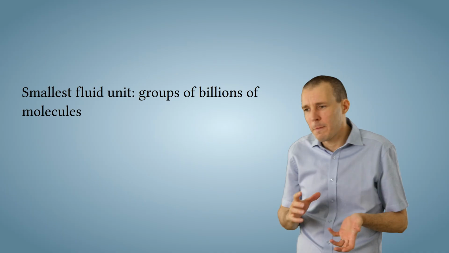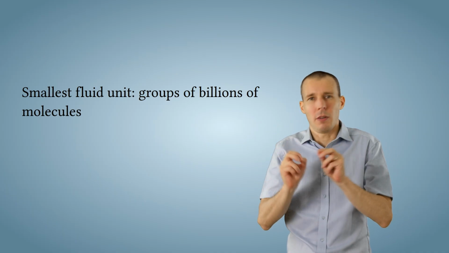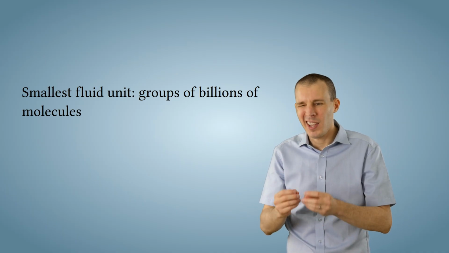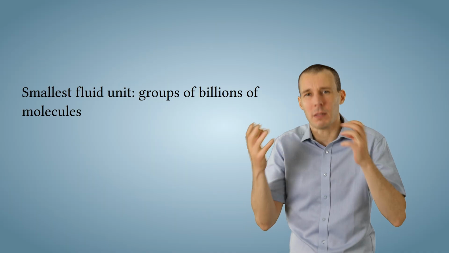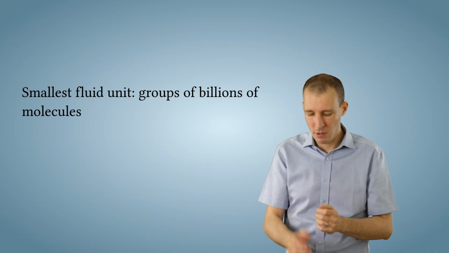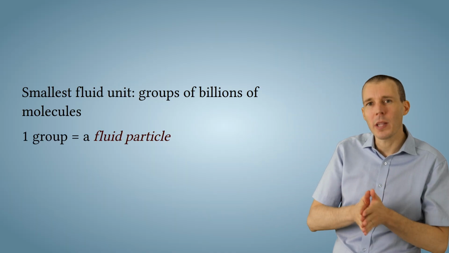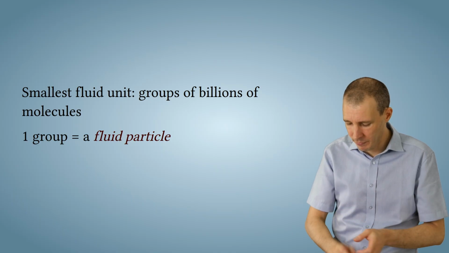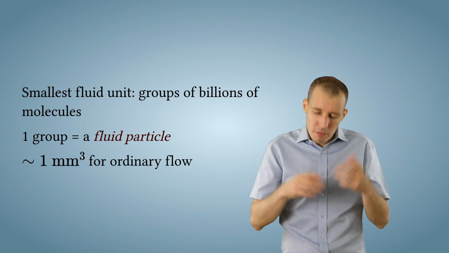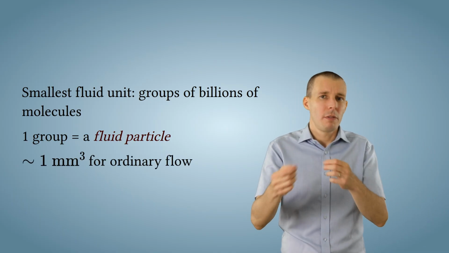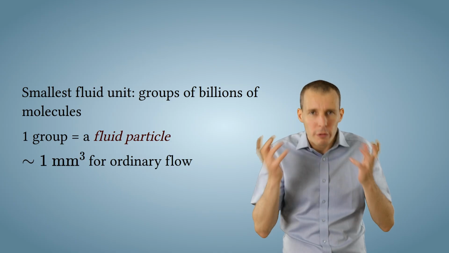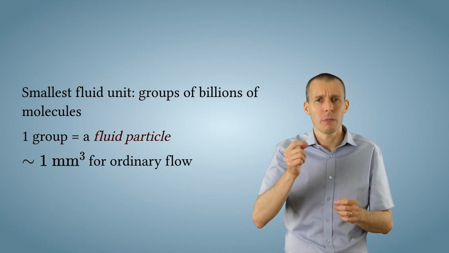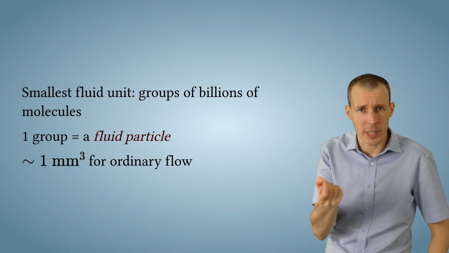So in fluid mechanics, the smallest unit of fluid that we are considering is still a group of billions of molecules. We call this unit a fluid particle. The size of a fluid particle depends on the flow, but a good order of magnitude to keep in your mind is about 1 cubic millimeter, or a big grain of sand.